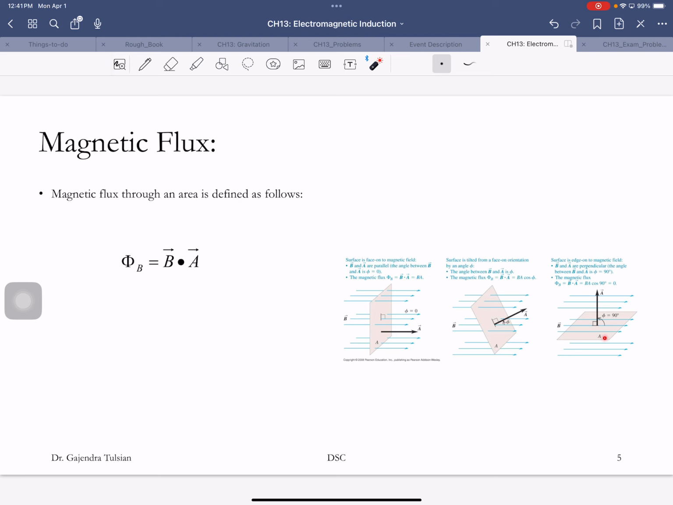How many lines are threading this area now? 0. So we define the flux as B dot area. The area vector points perpendicular to the area, and the magnitude of the area vector is, of course, the area of that surface. So with that definition, B dot A, when B and A are perpendicular, is 0. So that's magnetic flux.